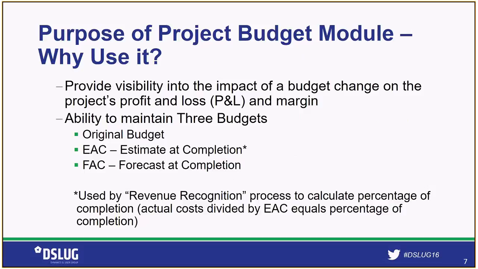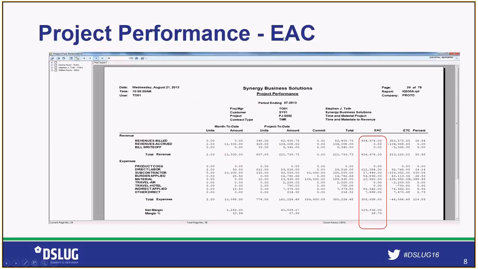There's a star here with a notation that the EAC values, which we'll be pointing out in the demo, are used by the revenue recognition process to calculate your percentage of completion. So that process, revenue recognition, uses your EAC values, not your original budget and not your FAC budget. And this is a project performance report so that you can see the EAC values that I'm talking about. They're clearly labeled as EAC. So that's the number that'll be used for revenue recognition.